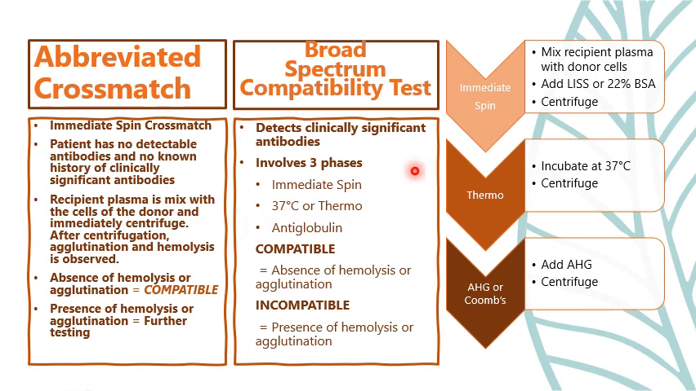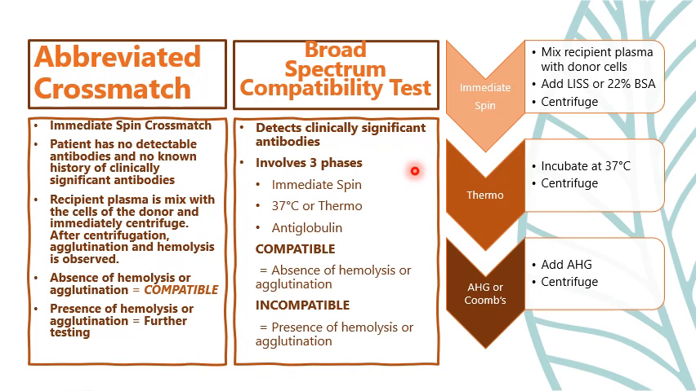So for the procedure, in immediate spin phase, we will mix the recipient's plasma with donor cells and then add the enhancer, the LISS or the 22% BSA, and then you will centrifuge it. Then you will check for agglutination and hemolysis. So if there are no agglutination or hemolysis, you will proceed to the thermo phase.